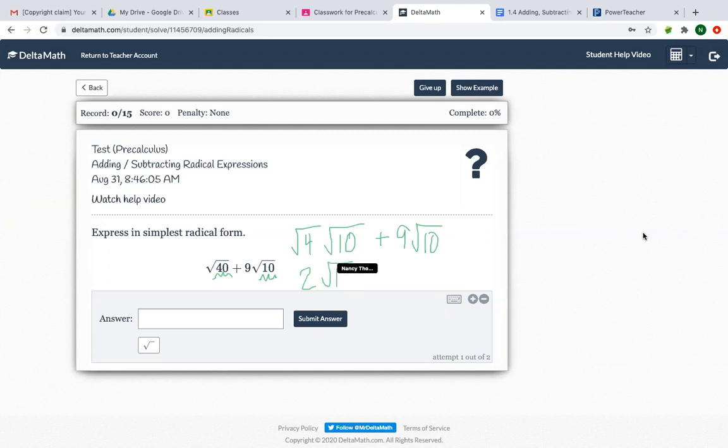So we have 2 root 10 plus 9 root 10. And then we only add the coefficients. We're not adding what's under. Think of square root 10 as just the variable x in this equation, basically. So instead, this becomes 11 root 10. And that would be our answer.